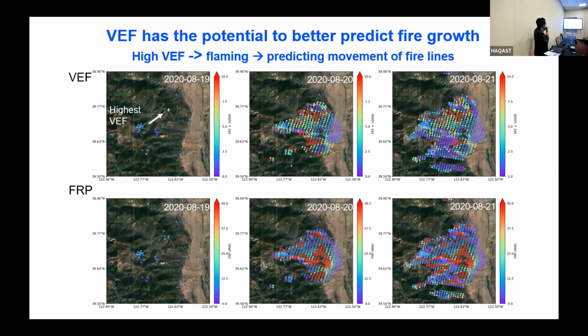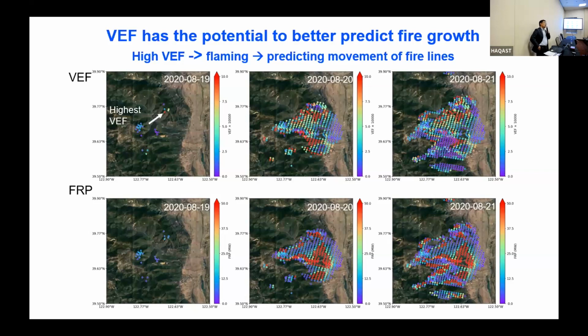On the bottom row is the FRP that normally you will get from NASA. I want to draw your attention to the central column, and the third column on the right as well. What you see here is that the FRP is always very high within the perimeter of the fire, whereas our VEF shows actually at the perimeter of the fire. At the edge of the fire, the VEF is much higher because that's where the flaming should be. So this tells you that you can use this data to locate where the fire lines are and predict the movement of the fires.